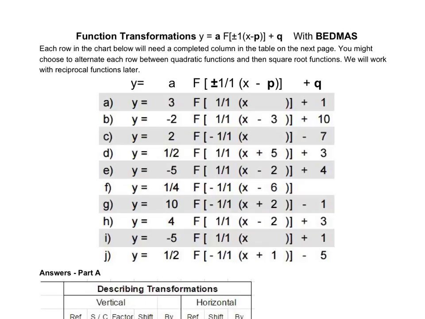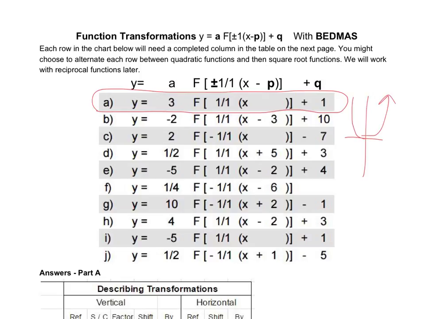Today we're going to talk about function transformations with BEDMAS. And what we've got here is a handout with this chart. Each row on this chart represents a transformation of a function. We start off with simple graphs like the graph of y equals x squared that passes through 0, 0, right? That's the simplest quadratic graph, or the graph of root x, which we know passes through 0, 0, and then looks like this, and so on.